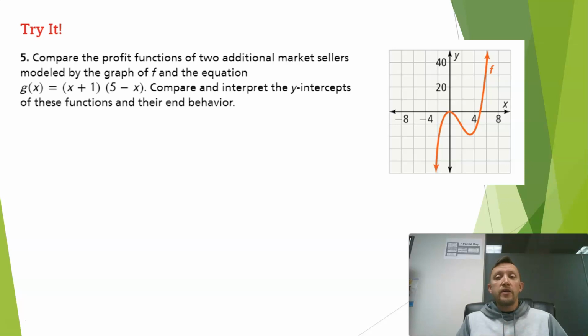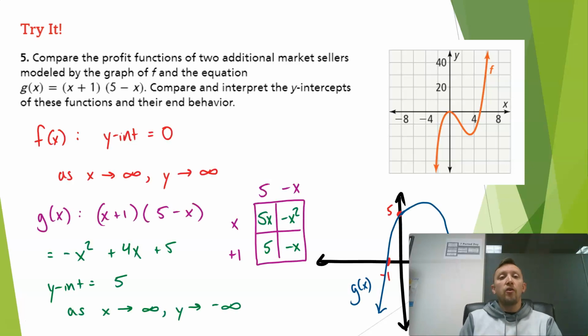All right, let's see how you did here. So for that first one, for f of x, again, we can easily see that the y-intercept would be 0. We can see that as x approaches infinity, the graph is going to be going up. So y is also going to approach infinity. So that's important. Let's look at function g of x.